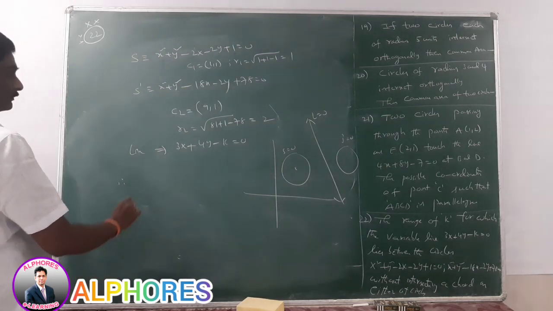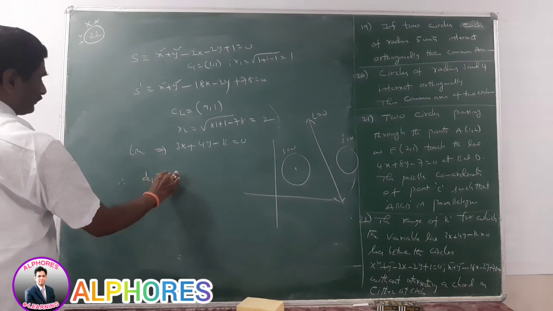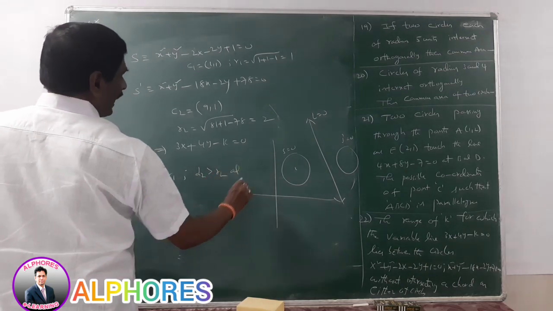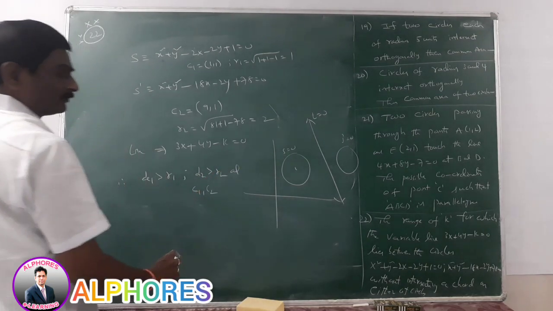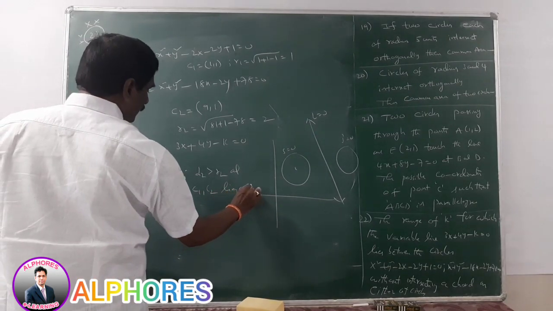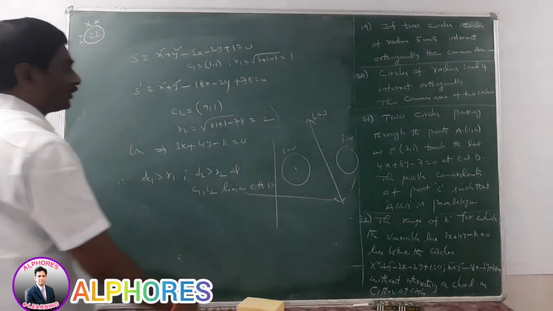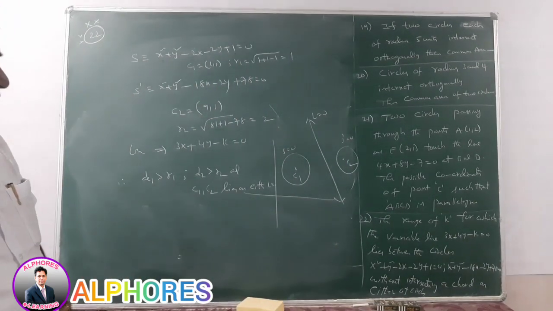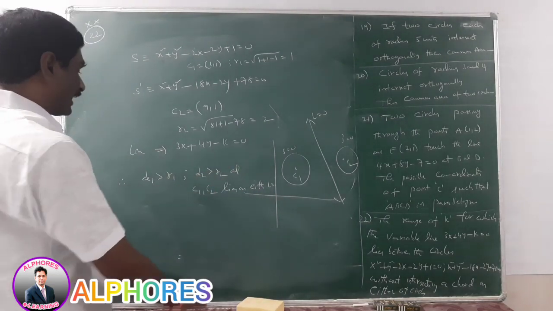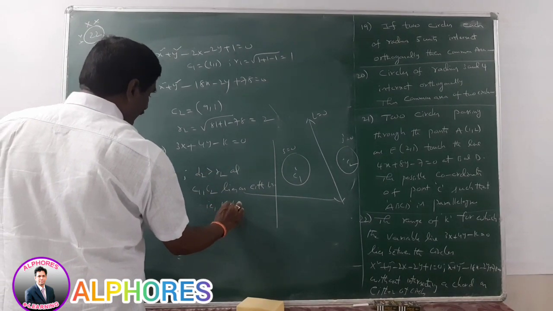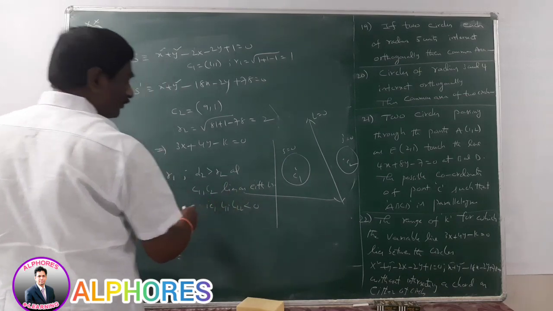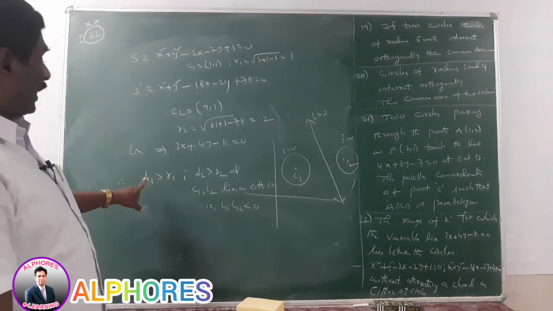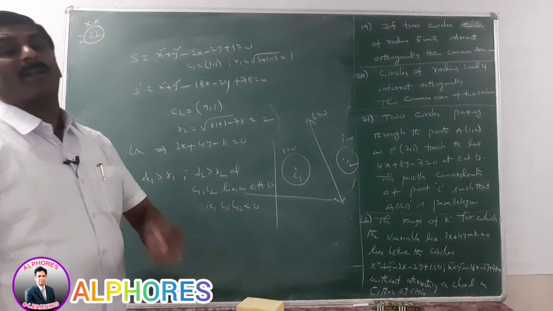therefore, D1 is greater than R1, comma, D2 greater than R2, and C1 comma C2 lie on either side of the line L is equal to 0. That is L11 into L22 less than 0. One of the signs is plus, opposite signs. Either side means opposite signs, less than 0. By using these 3 conditions, we find the common value of k.